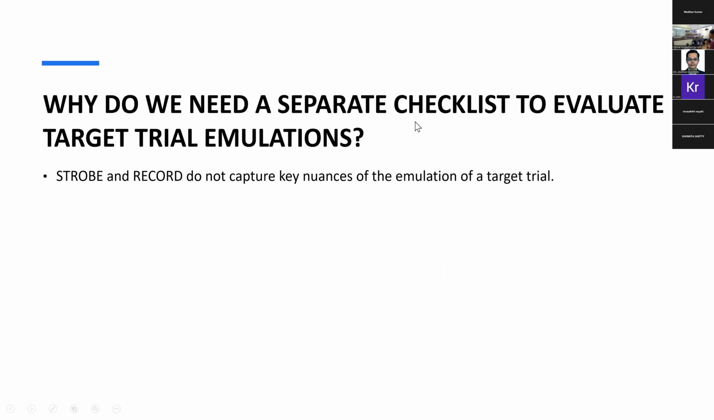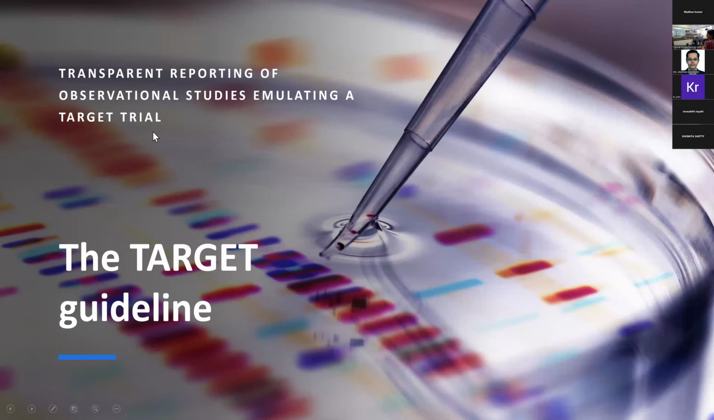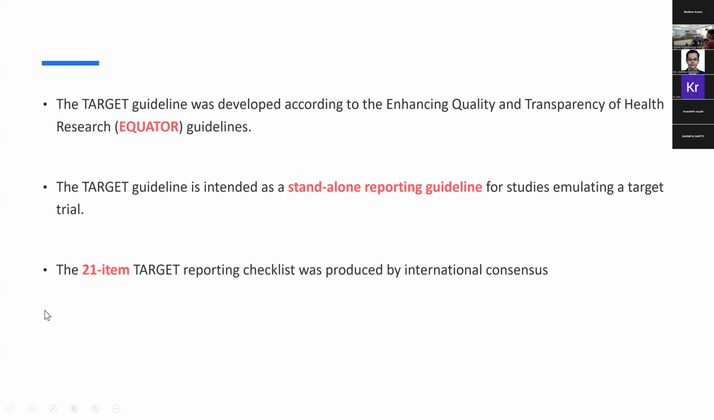So why do we need a separate checklist to evaluate target trial emulations? That's because STROBE and RECORD, the current checklists that we use for observational studies, lack some key nuances that capture an emulation of a target trial. So a new checklist was required. TARGET stands for transparent reporting of observational studies emulating a target trial. So the TARGET guideline was developed according to the EQUATOR guidelines, and it is a standalone reporting guideline with 21 items that was produced by an international consensus.